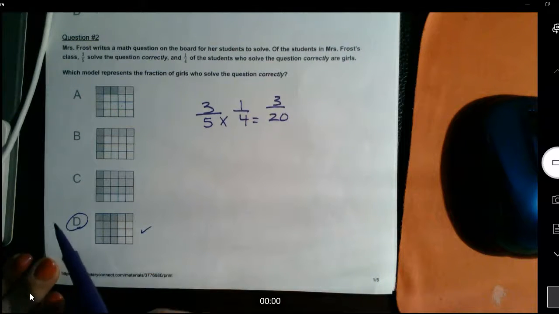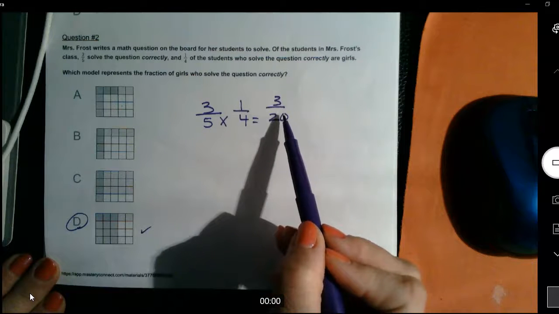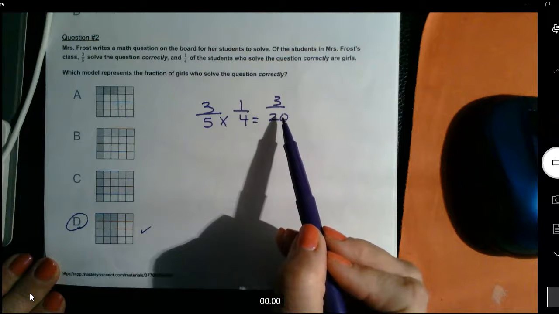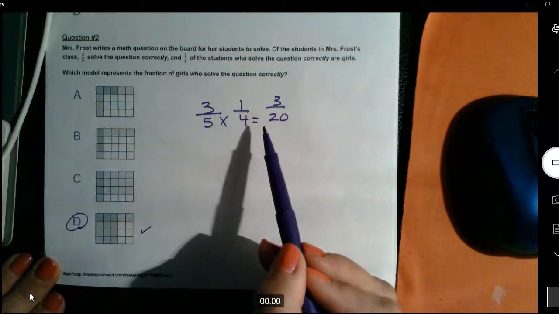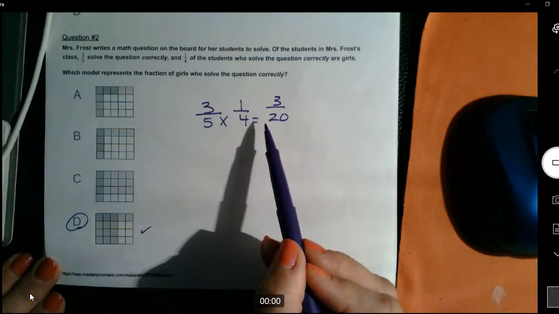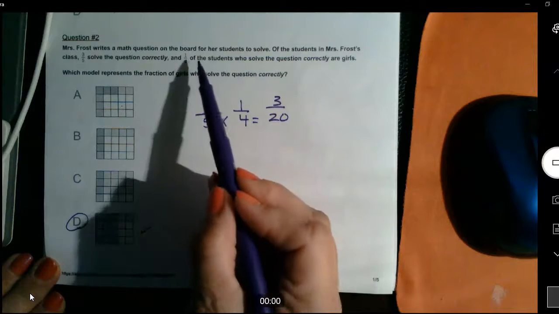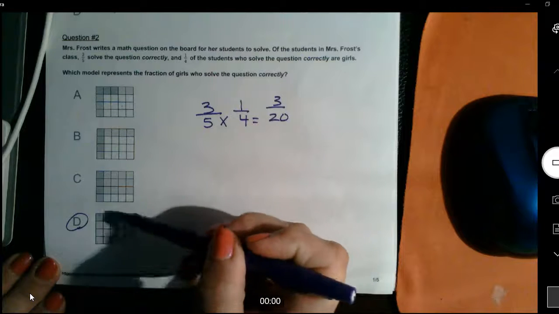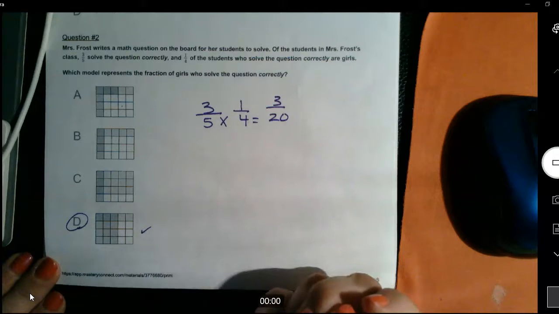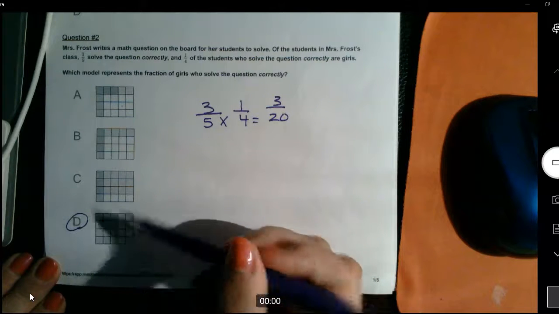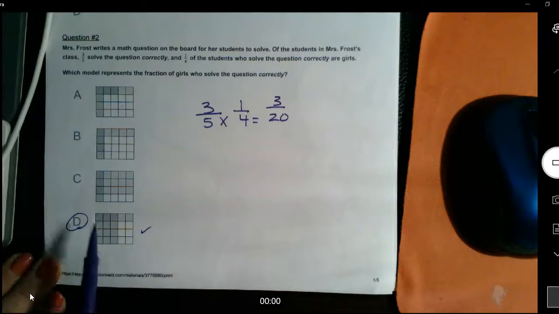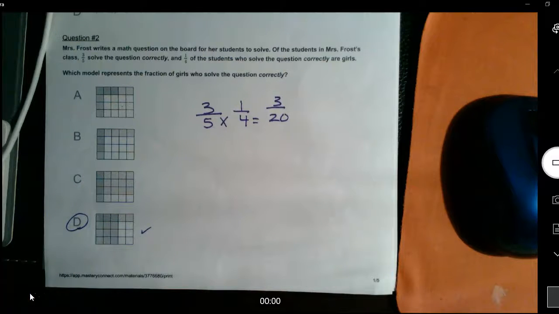So, the quickest strategy is to find your product. Remember, that's the answer in the multiplication problem. Then find your diagram that matches. And then you can think about finding 3/5 with the vertical columns, 3/5 colored in, and then 1/4 colored in on your horizontal rows. And that is a strategy that you can use to solve this problem.